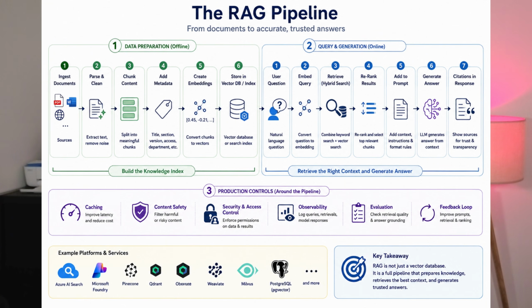After that, these selected chunks are added into the prompt along with clear instructions. For example, the prompt may say, answer only from the provided content. Cite the source and say clearly if the answer is not available. Then the model generates the final response based on the retrieved content. So if the system is designed well, the answer can also include citations, so the users can verify where the information came from.